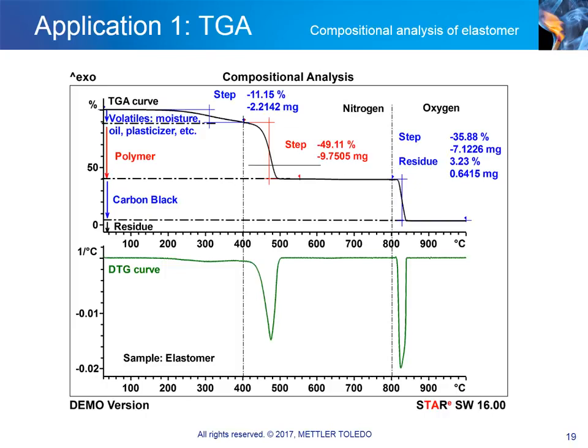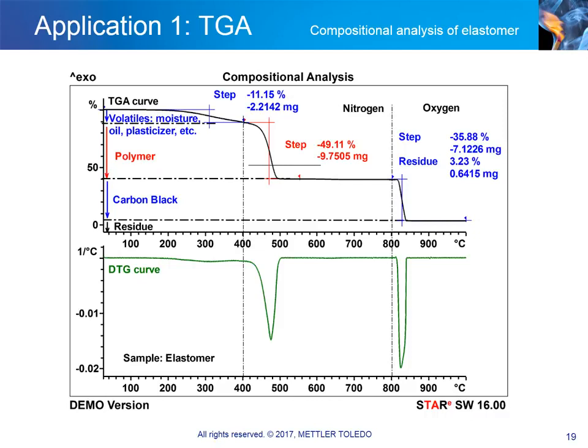The first TGA application example shows the analysis of an elastomer or rubber material. The sample was first heated to 800 degrees under inert conditions. At 800 degrees, the atmosphere was switched from nitrogen to oxygen. The upper curve shows the weight trace, TGA, and the lower curve shows its first derivative.